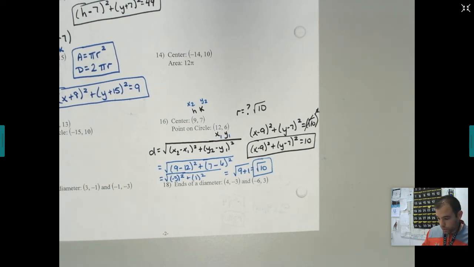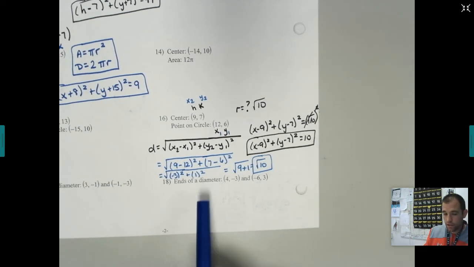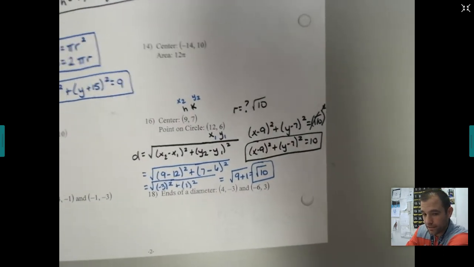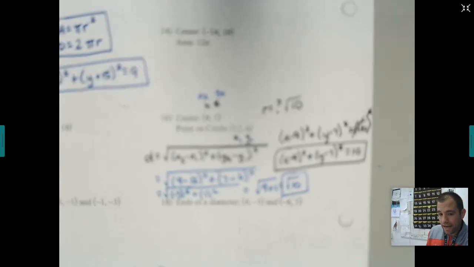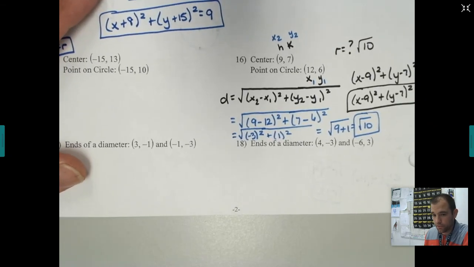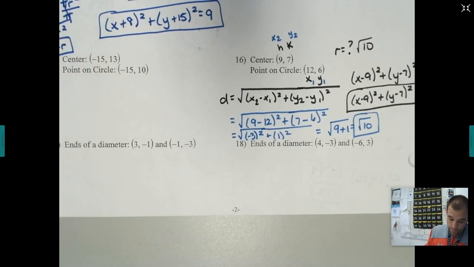Golden, golden, golden, golden. All right, the last one. This is the hardest one. So now we're going to do ends of a diameter. So now I haven't given you the center and I haven't given you the radius. We're going to have to find all of that, okay?